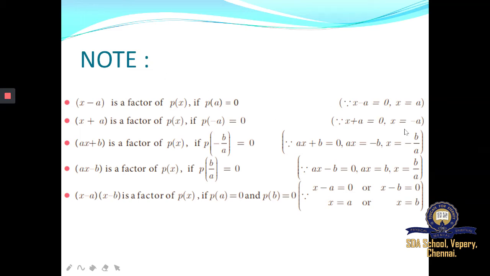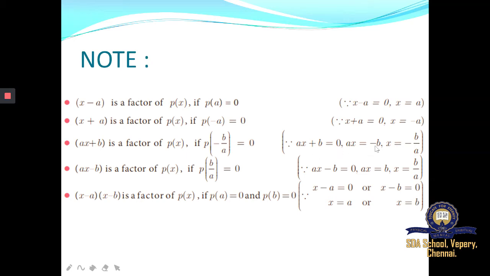Similarly, in this case, ax plus b is a factor of p of x if p of minus b by a equals 0. How are you getting this minus b by a? Again, by equating this expression to 0, what will you get? ax equals minus b. Eventually you will get x equals minus b by a.